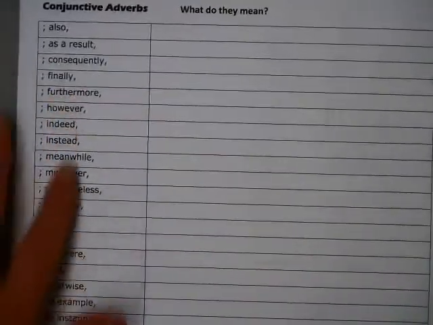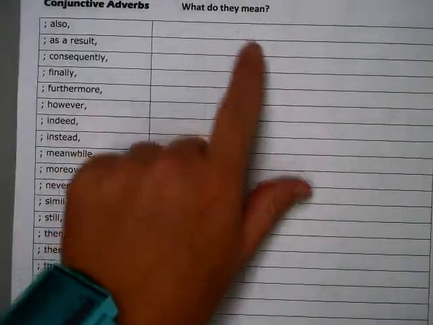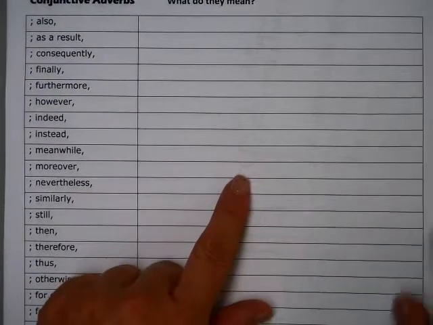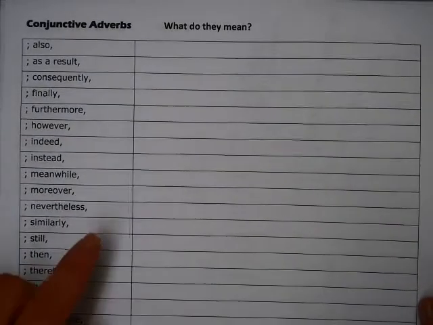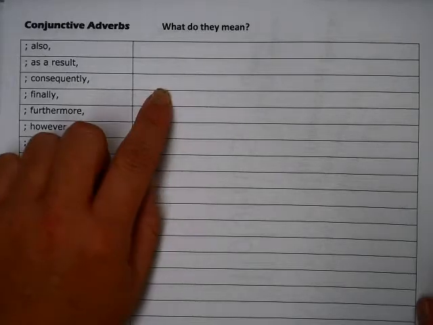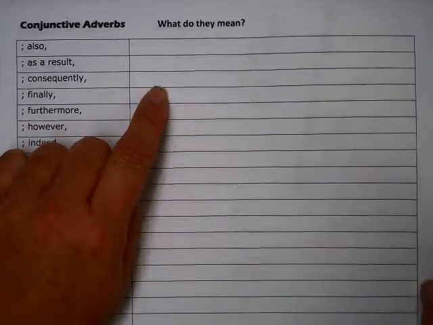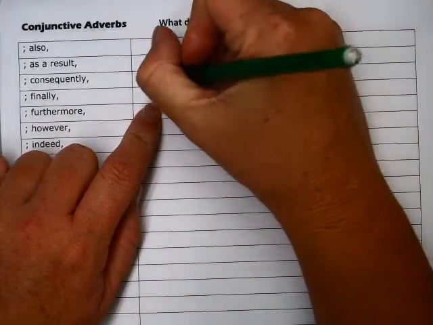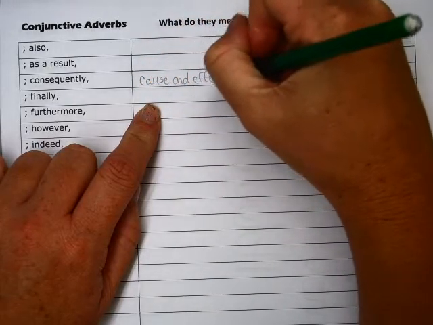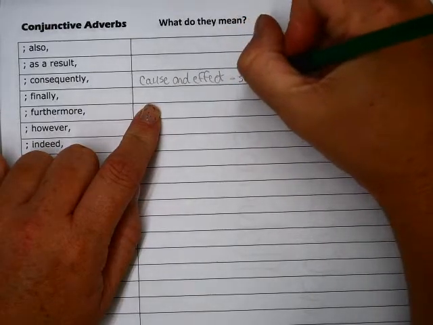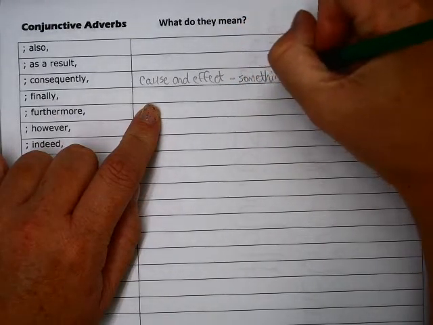So up here in the list of your conjunctive adverbs, we have quite a few of them over here. What do they mean is what we're going to put on this side over here. So basically the definition or just something to help us remember how we would use each of these conjunctive adverbs. So consequently, I wish I'd put these in alphabetical order, but hey, you're going to have to do a little bit of work to find these sometimes. Okay, consequently basically is going along with cause and effect. So it's when something happens as a result.